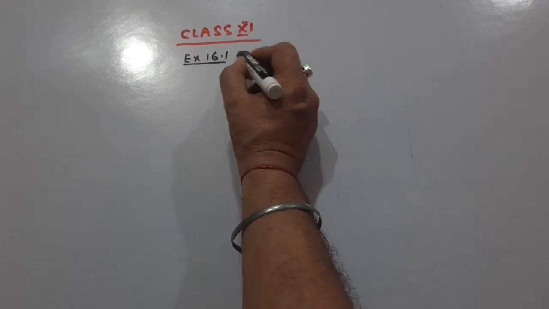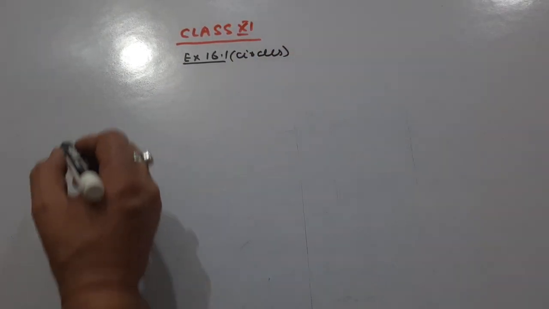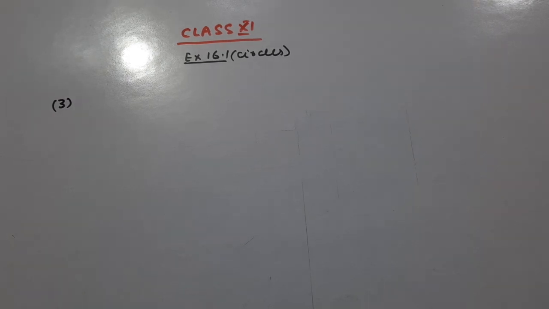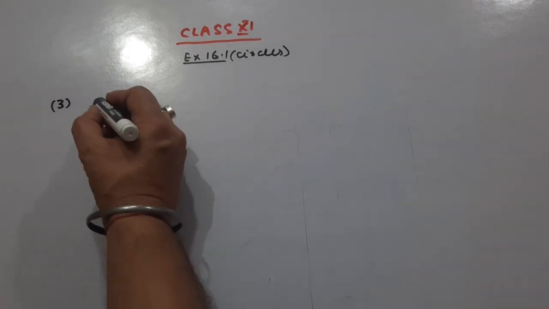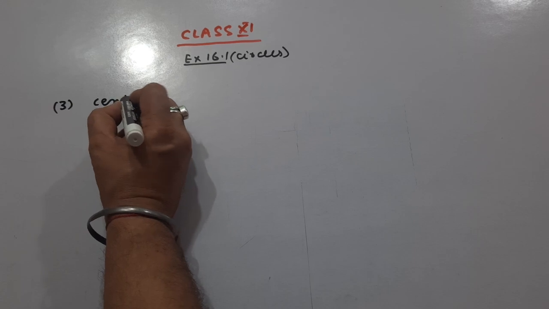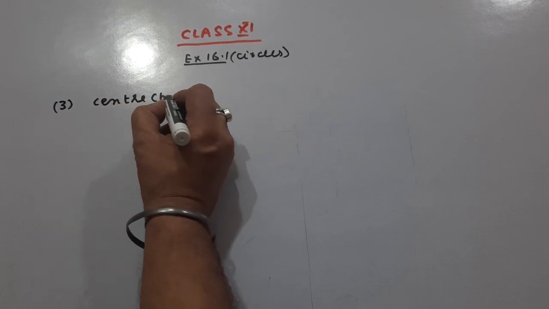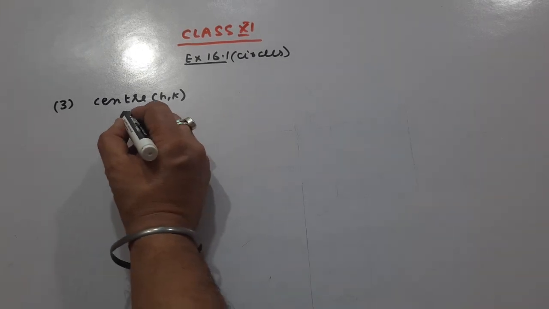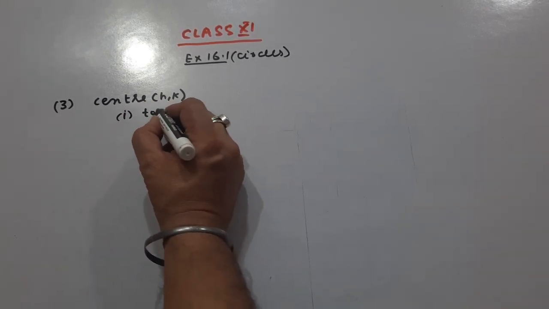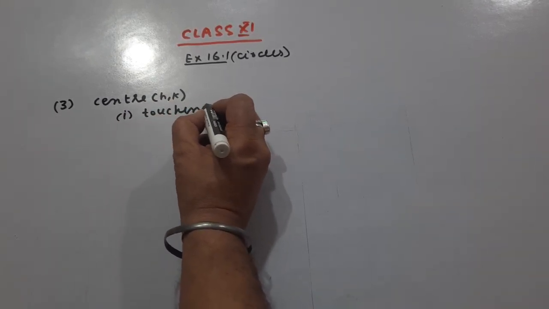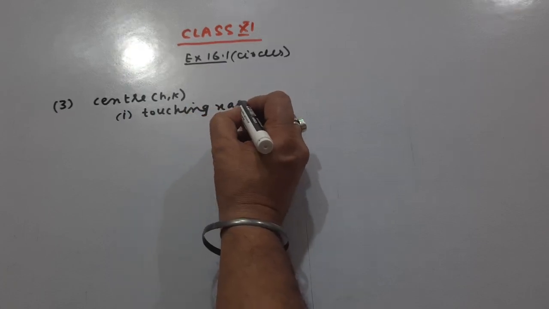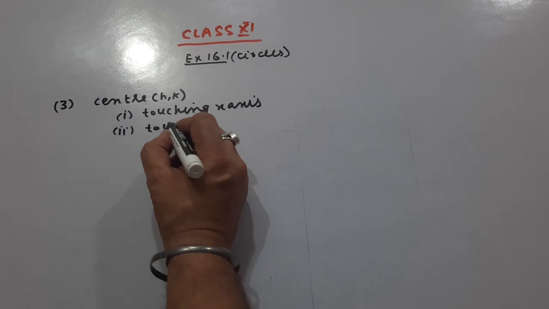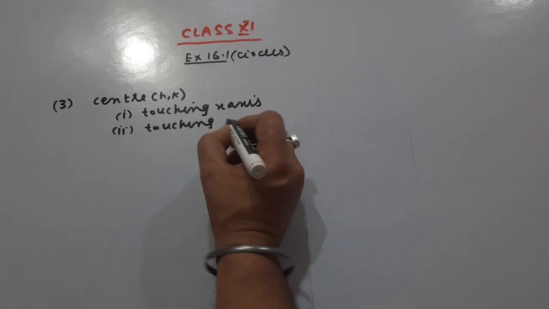And we shall start the questions with number three. Let us start with the third question. Students, the question is: find the equation of a circle whose center is (h, k) and first part is touching the x-axis, and second part is the circle is touching the y-axis.